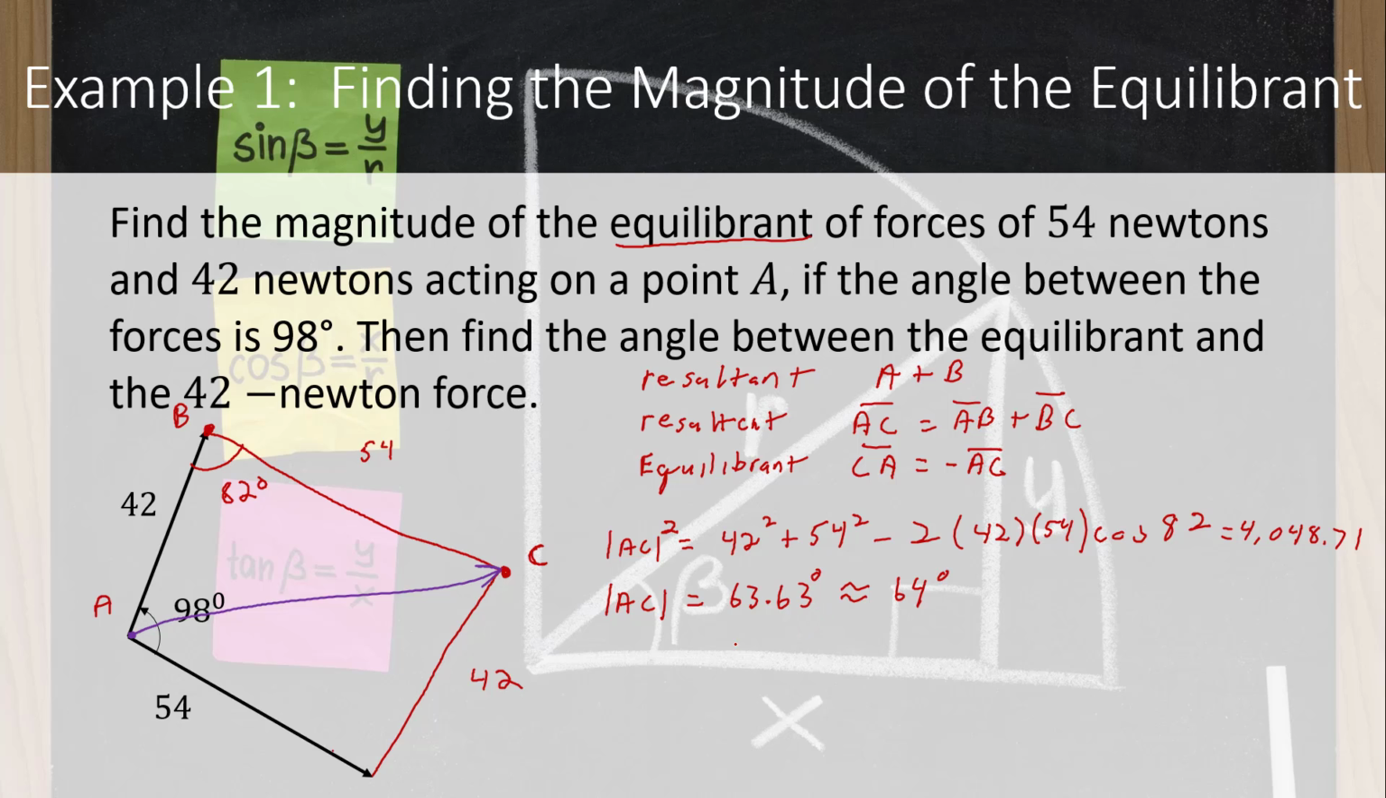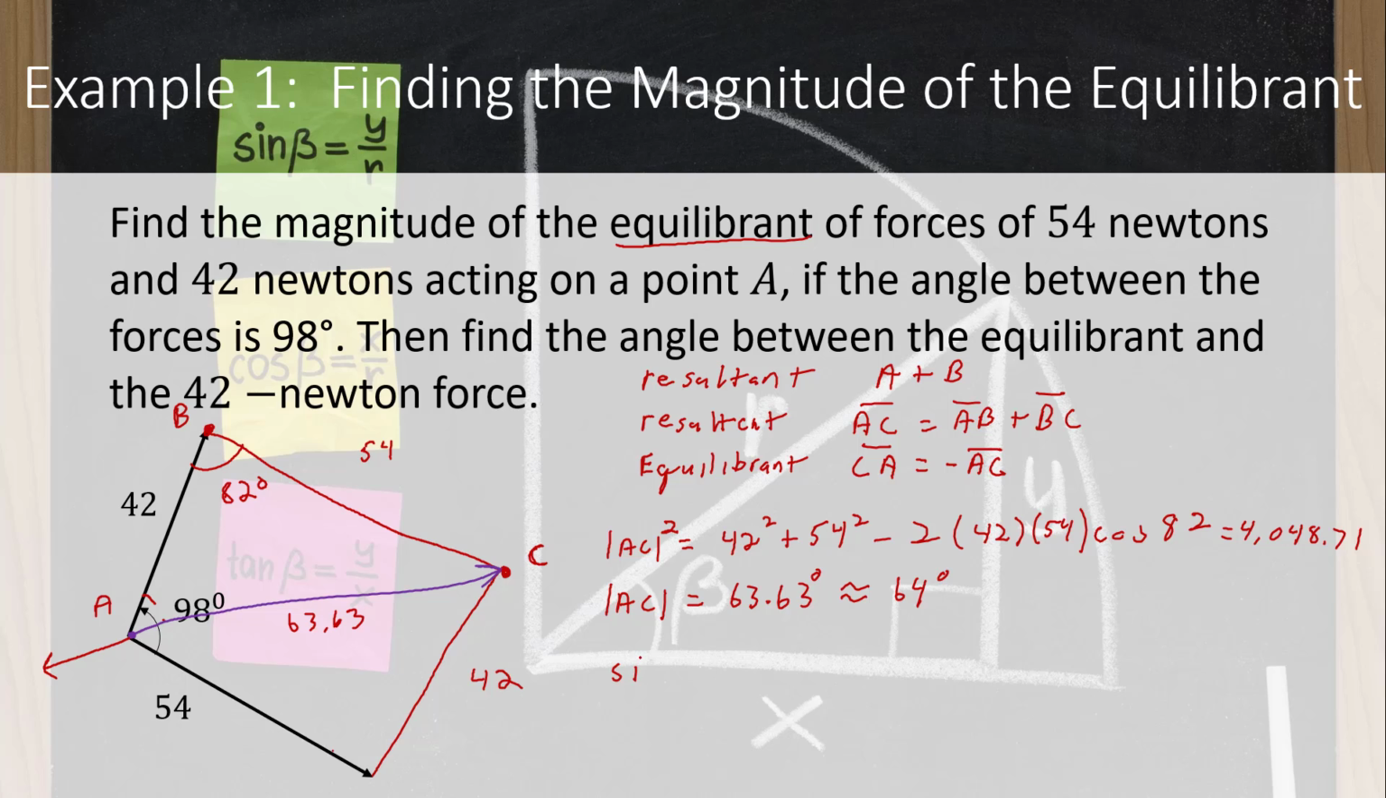Okay, now to find the angle of the equilibrium relative to 42, we first need to find the angle of the resultant relative to 42, because that's easy, since we can find that using the law of sines, and then the angle of the equilibrium relative to 42 will be the supplement of that. So we can find the angle using the law of sines, because essentially we're looking for the sine of A in this triangle right here, and we know this angle, and we know the length of all three sides now. This is 63.63. And so the law of sines seems to be the appropriate way to go.